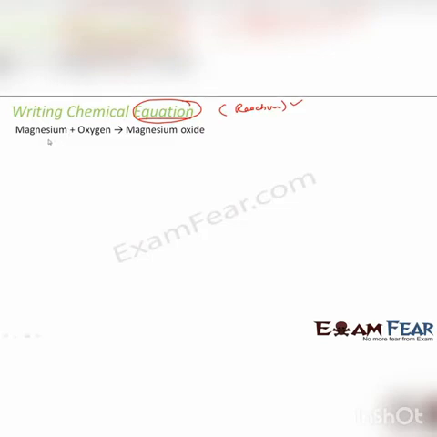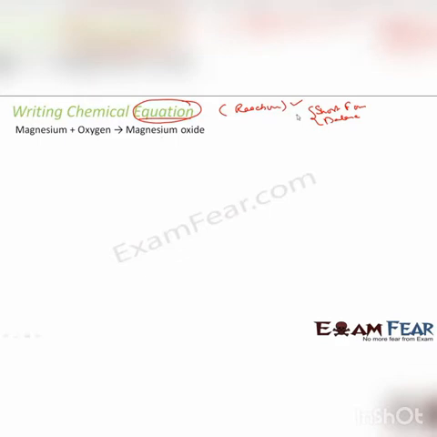The first thing is, instead of using magnesium, oxygen and all, we can use a short form of that, right? Also we can balance it. Balance it why? Because the law of conservation of mass says that you can't create or destroy mass. So if you have one magnesium atom here, it has to be one magnesium atom here also. If you have 2 oxygen atoms, then you should have 2 oxygen atoms here also. So that kind of balancing we can do if we have a chemical equation.